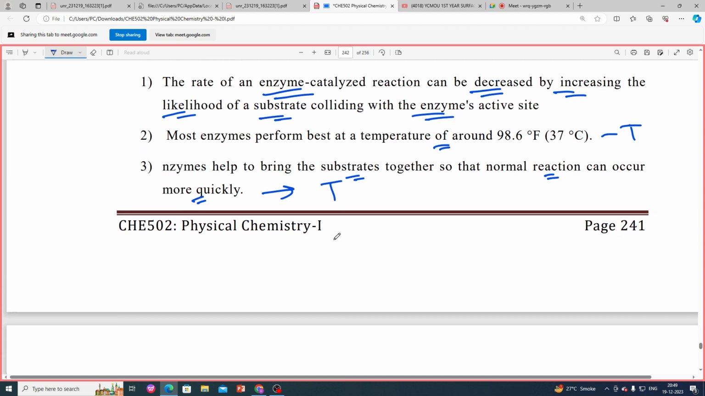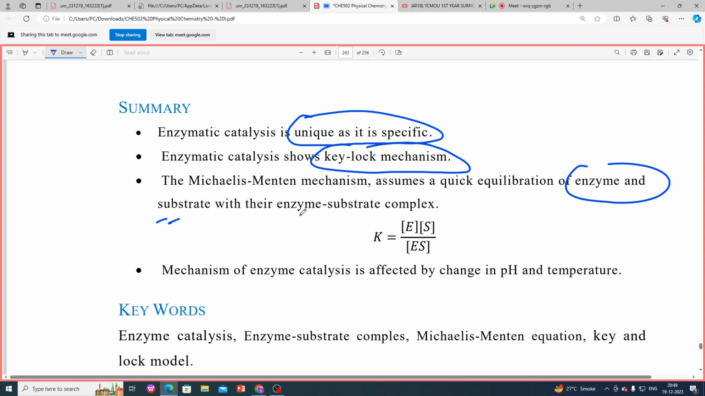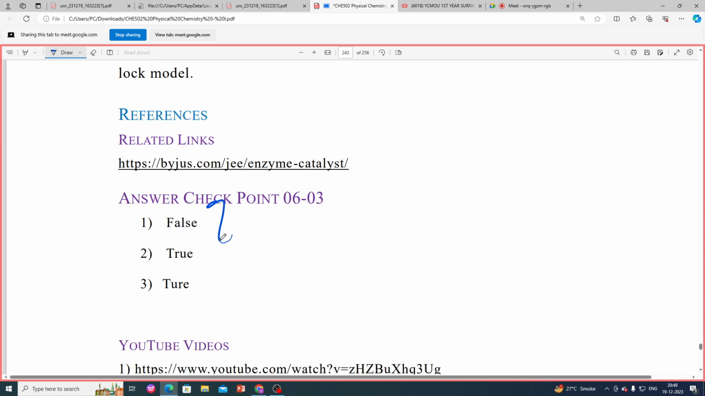Enzymes help to bring the substrate together so that the normal reaction can occur more quickly. Yes, true. Here we can say all these are the summary. Enzymatic catalysis is unique and specific. Enzymatic catalysis shows a shock mechanism. The Michaelis Menten mechanism assumes a quick equilibration of enzyme and substrate with their enzyme substrate complex, with K equal to the concentration of E times the concentration of A. The mechanism of enzyme catalysis is affected by changes in pH. These are the answers of the true or false: the first one is false and the other two are true.